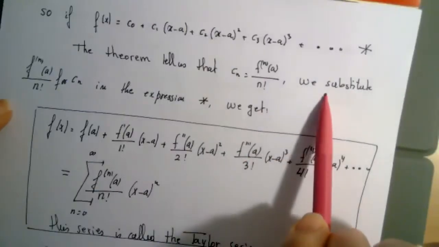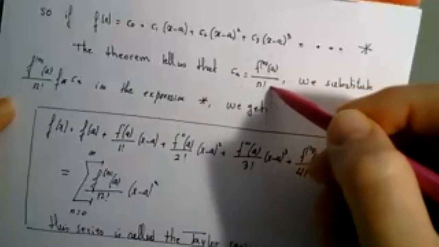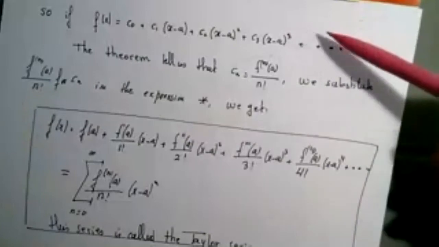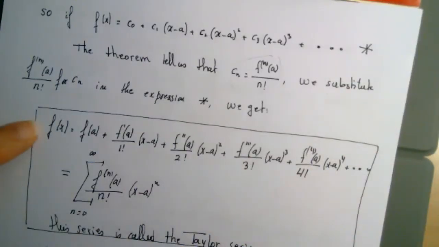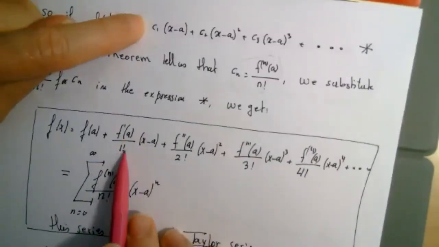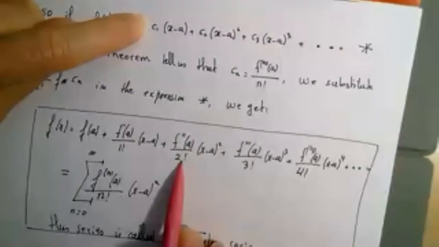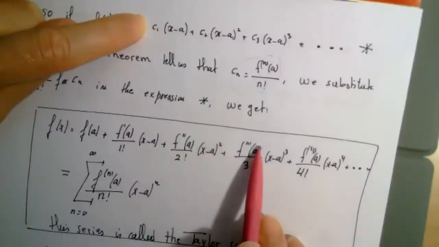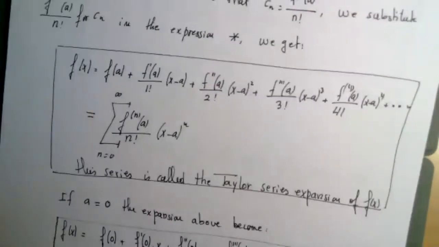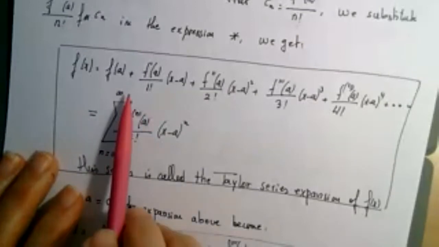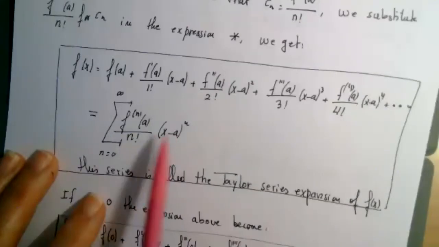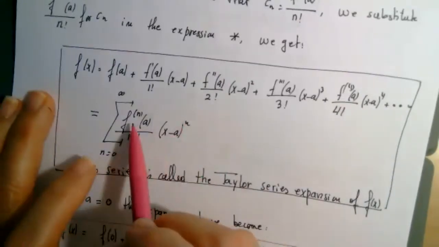So if we substitute the nth derivative at a over n factorial for the Cn, the power series becomes f of x equals f of a, substituting for C0, plus f prime of a (x minus a), plus f double prime of a over 2 factorial (x minus a) squared, plus the third derivative over 3 factorial, plus so on. And in sigma notation, we write this as the sum from n equals 0 to infinity of f^(n)(a) over n factorial times (x minus a)^n. Now let me talk a little bit about this notation.